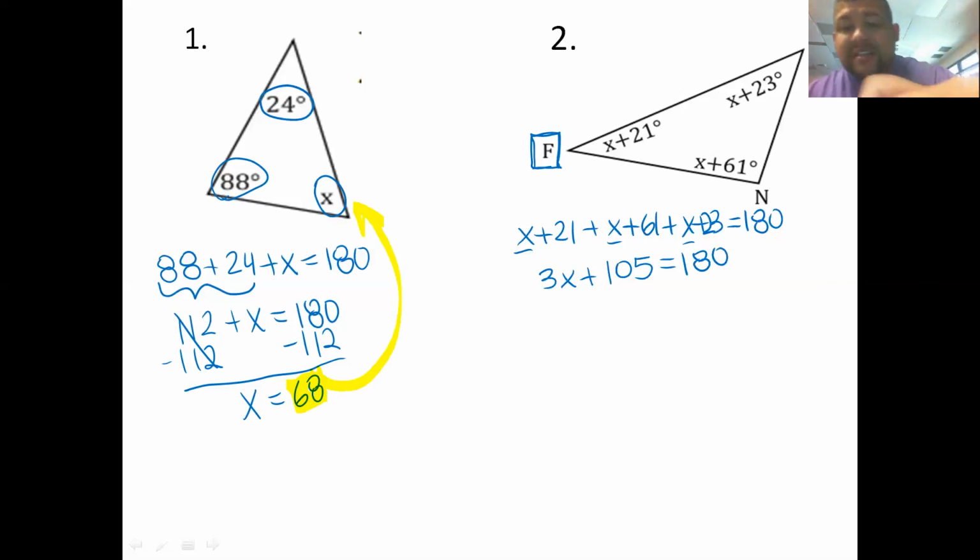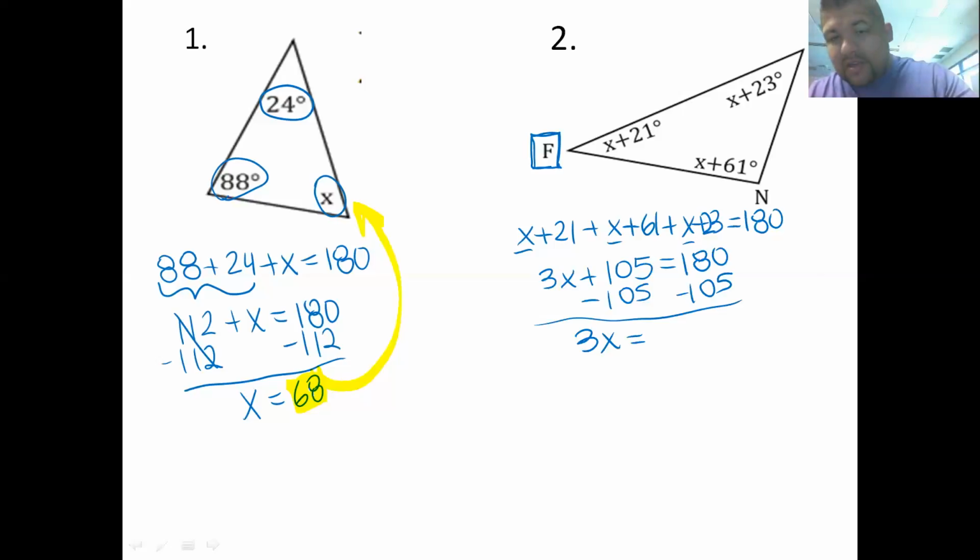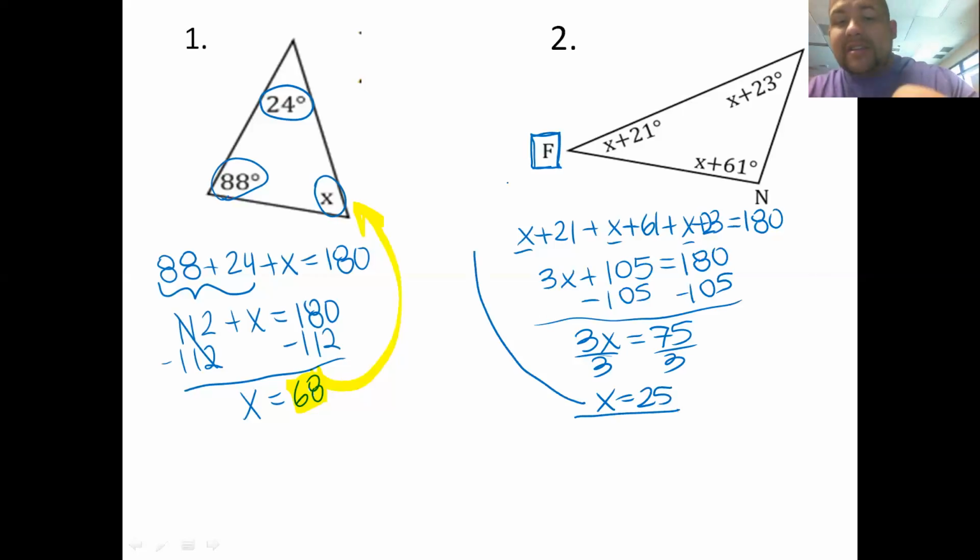We're going to simplify this problem by subtracting that 105 from both sides. We get 3X is equal to 75. Divide that by 3, and we get X is equal to 25. This would be our variable answer. We are going to take this number and plug it back into F.